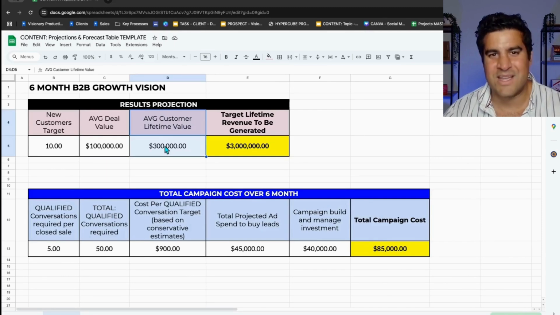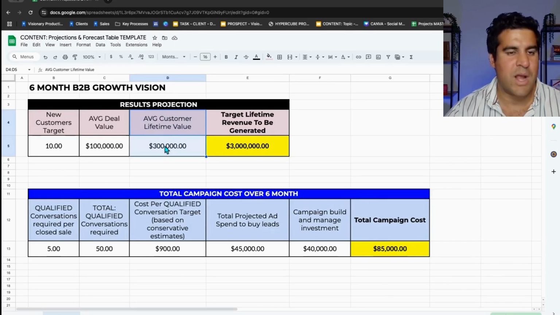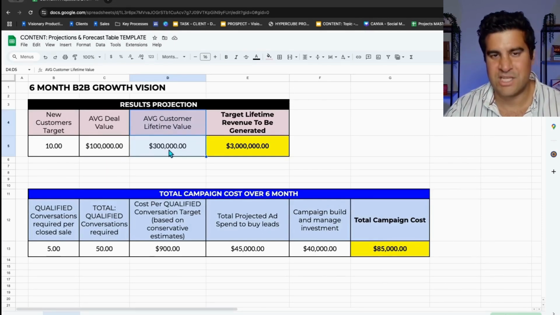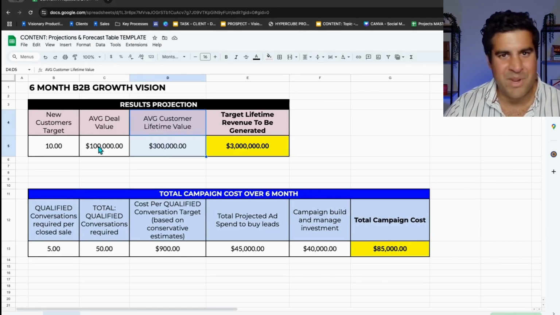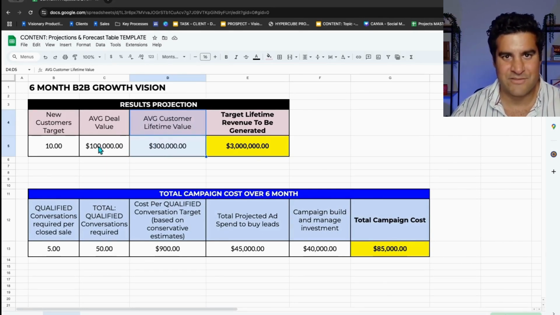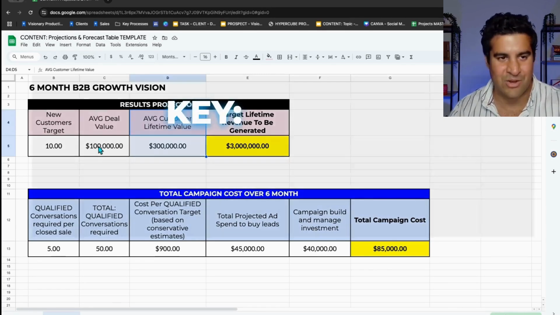Another one so important, customer lifetime value. So you want to understand on average how much your customers spend with you, because in B2B, the majority of the customer lifetime value often comes after that initial sale is made.